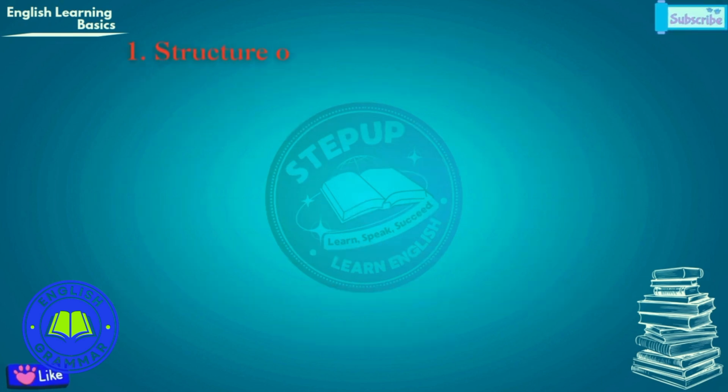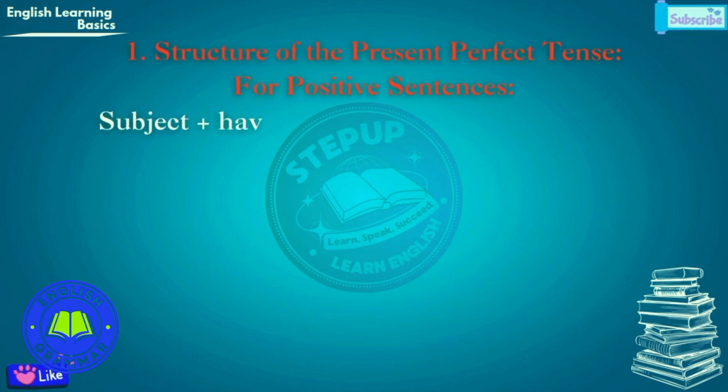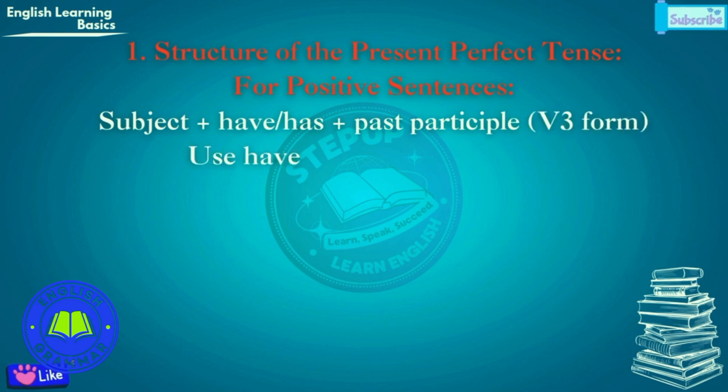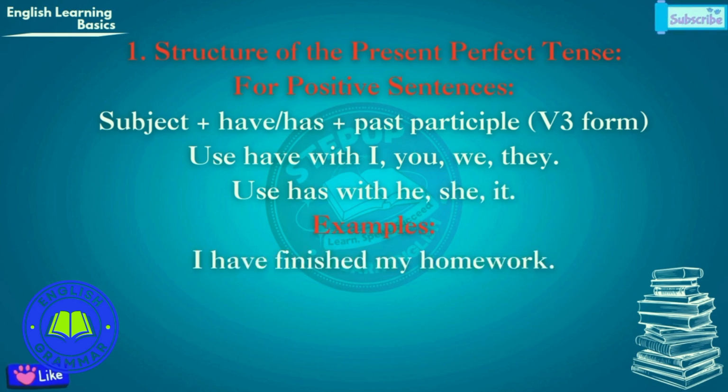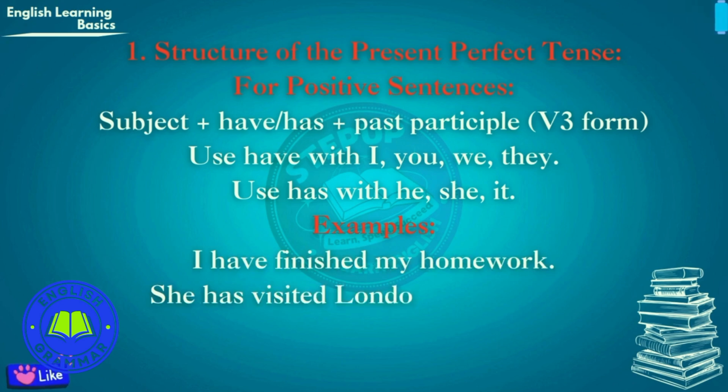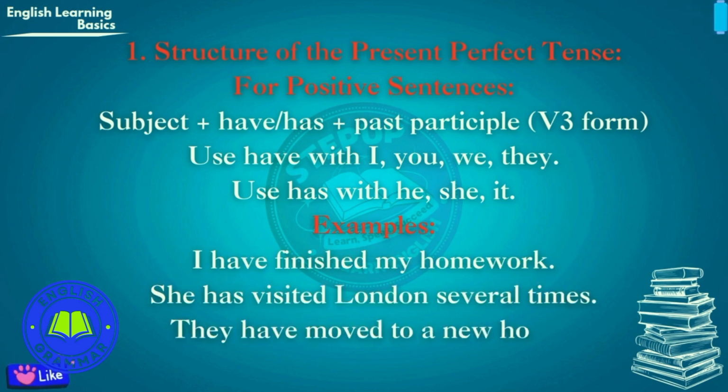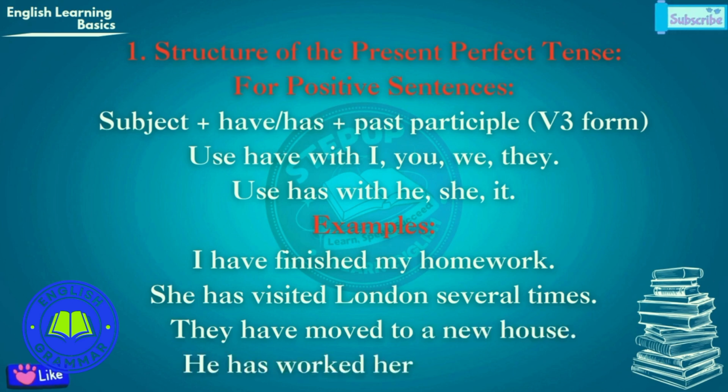1. Structure of the present perfect tense. For positive sentences: subject plus have/has plus past participle (V3 form). Use have with I, you, we, they; use has with he, she, it. Examples: I have finished my homework. She has visited London several times. They have moved to a new house. He has worked here since 2018.